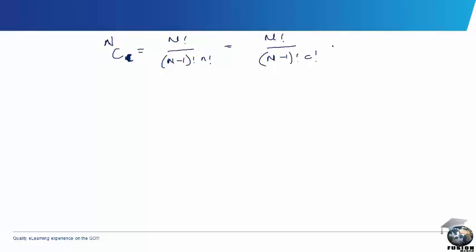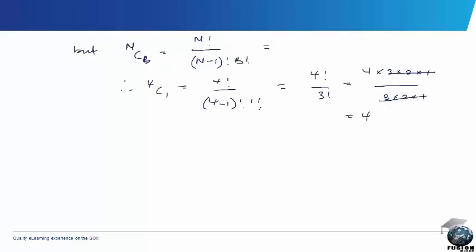Alright, and so if we say 4 combination, then you have this 4 factorial. You know, n has to do with the numerator, and then the small n is equal to the small subscript. So 4 combination 1 is equal to 4 factorial over 4 minus 1 factorial, 1 factorial. Okay, 4 factorial is given as 4 times 3 times 2 times 1, and 3 factorial is given as 3 times 2 times 1.